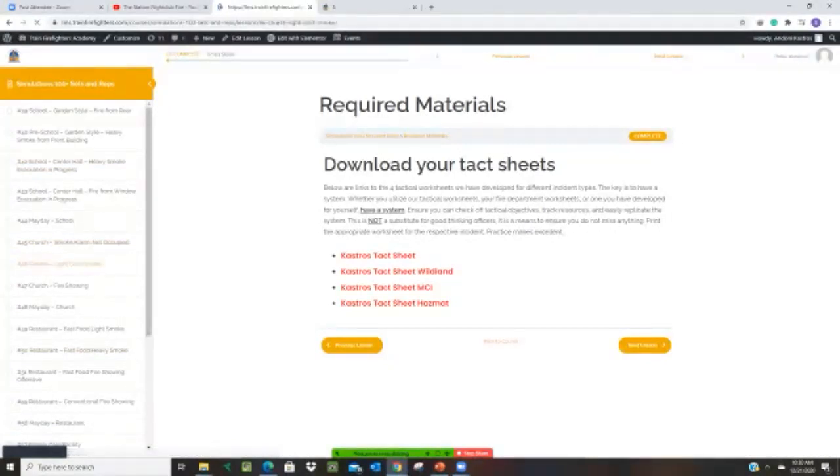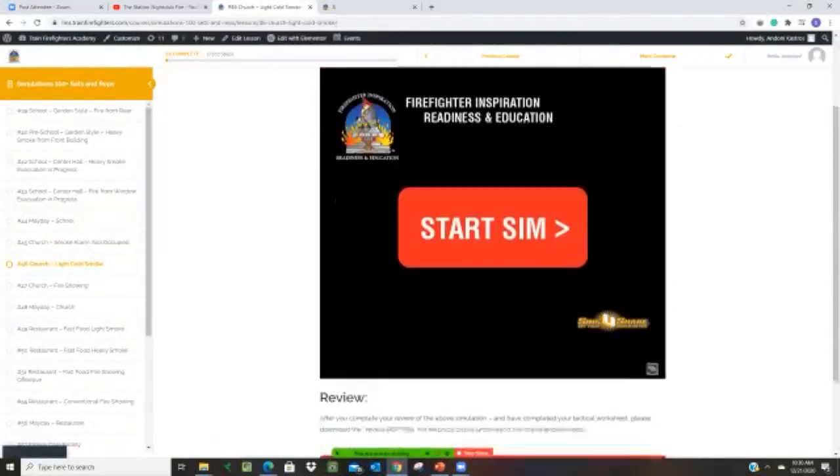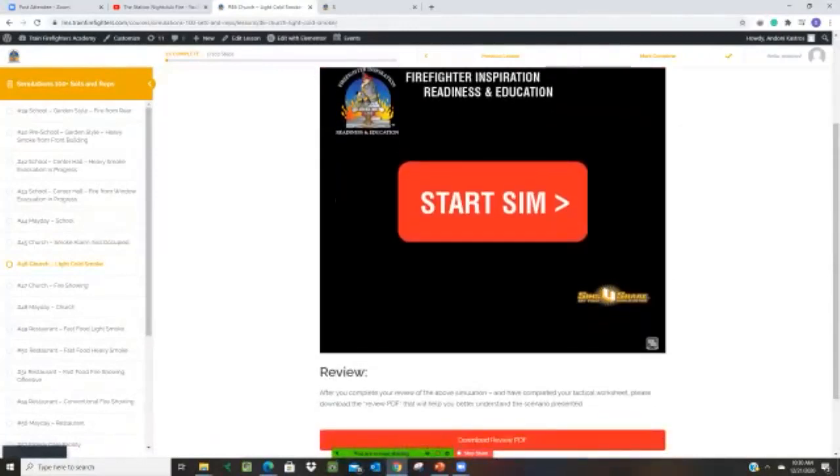So you hit that button, and your church with light cold smoke comes up, as you can see here. All right, and you can expand the screen. We're going to hit the sim, and we're going to start the sim. Now the cool thing is there's what I call a tactical review guide with every simulation. We developed one for every single simulation. So all 100 sims have a guide to walk you through best practices for that incident.